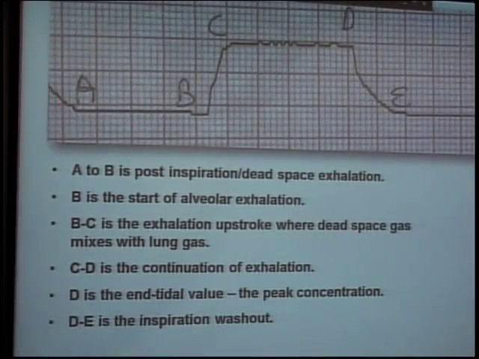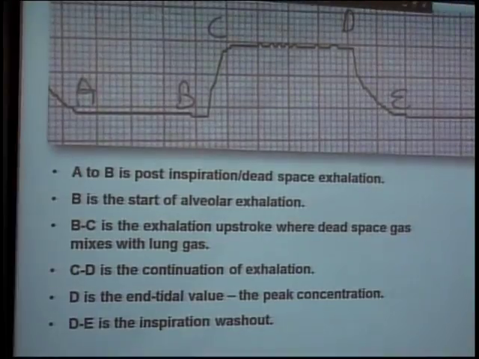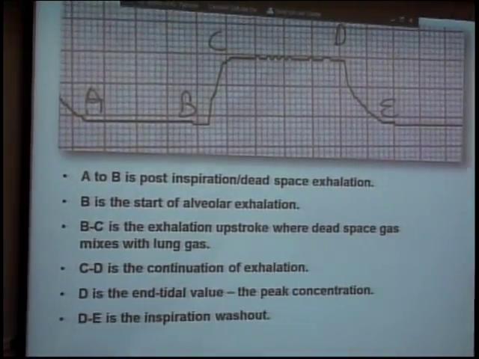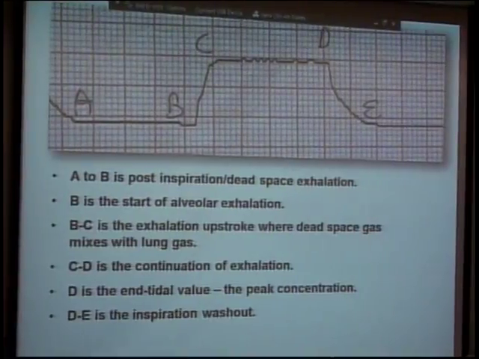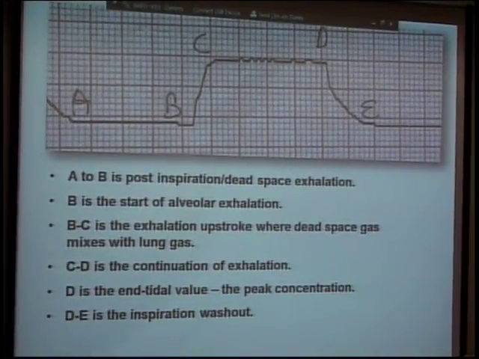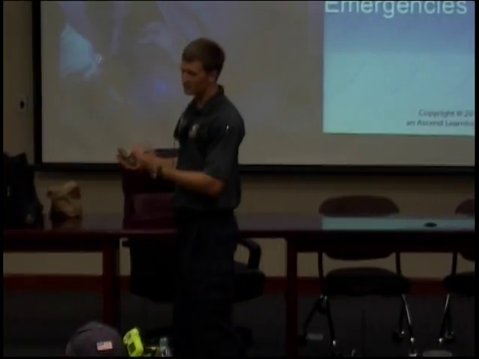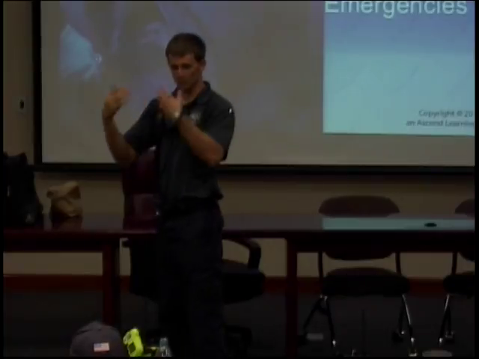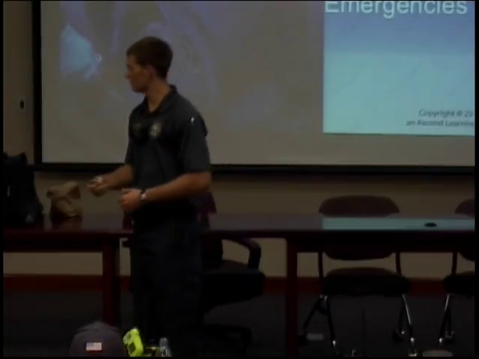This is a picture of your waveform capnography, but you need to know exactly what you're looking at, so this kind of breaks it down. From A to B, starting from left going to right, A to B is post-inspiration, your dead space exhalation. B is the start of alveolar exhalation. B to C is the exhalation upstroke, where your dead space gas mixes with your lung gas. From C to D is the continuation of exhalation. D is the end-tidal value, which is the peak of concentration. And from D to E is the inspiratory washout. So sometimes it gets confusing, but your waveform is only when the person's breathing out. It's not the other way around.